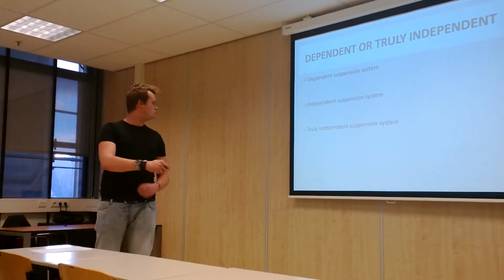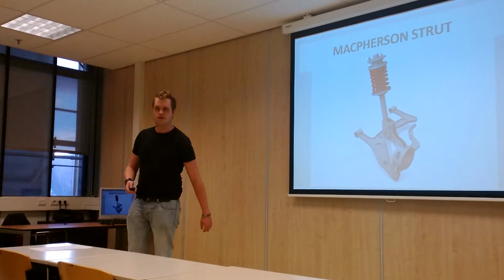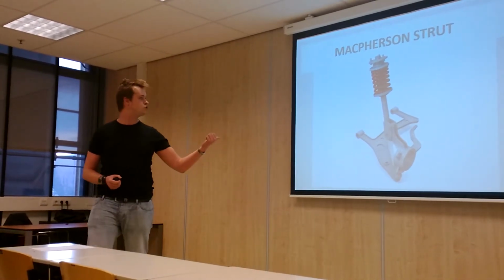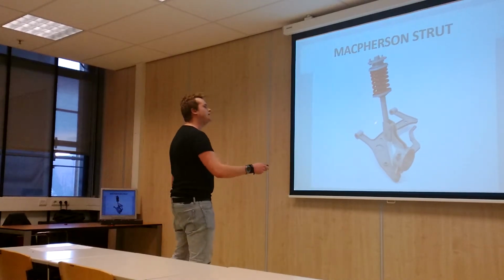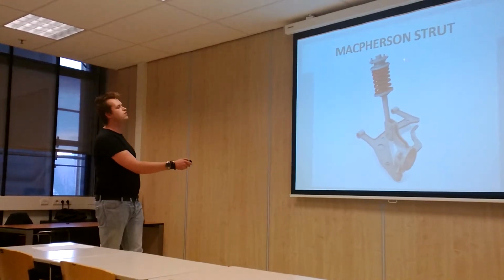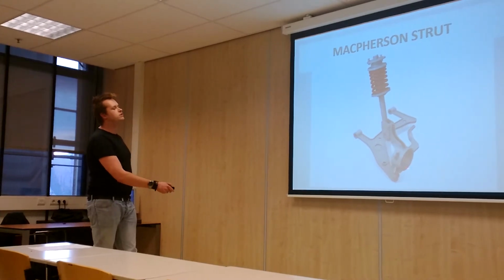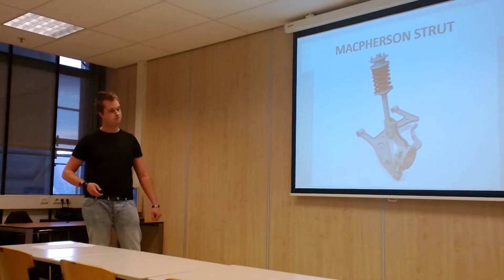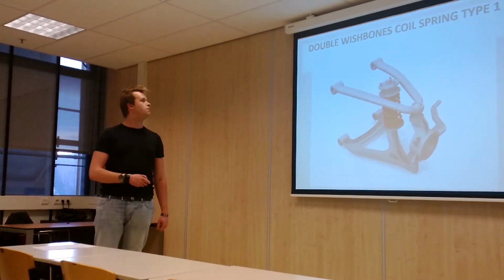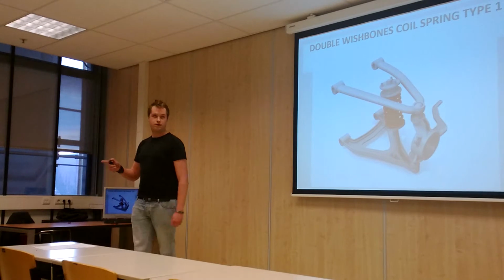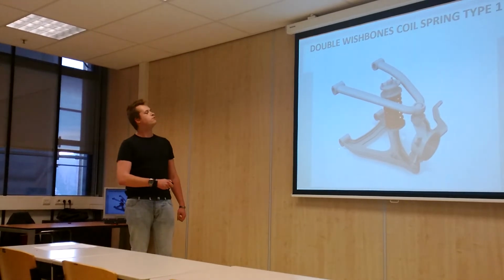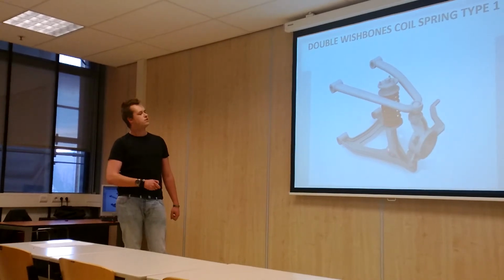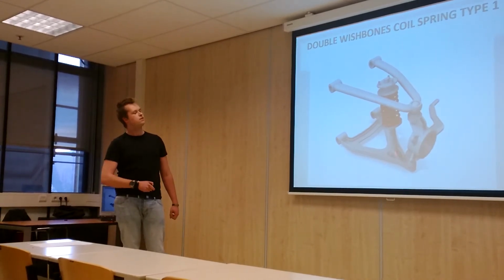To give you an example, this is a McPherson strut. These 2 points are connected to the chassis. This whole contraption moves to the left and right to make sure the wheels work and turn, so the whole vehicle can turn. This is a double wishbone coil springs type 1. These are the four points which connect to the chassis, and only this contraption now makes sure that the vehicle can turn.